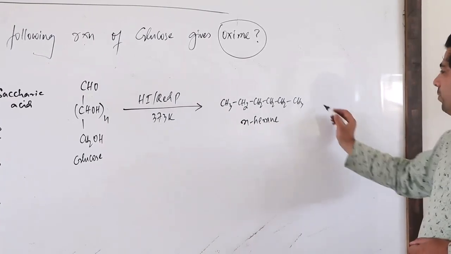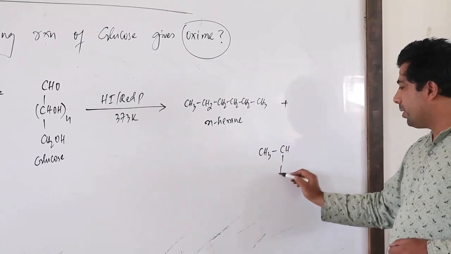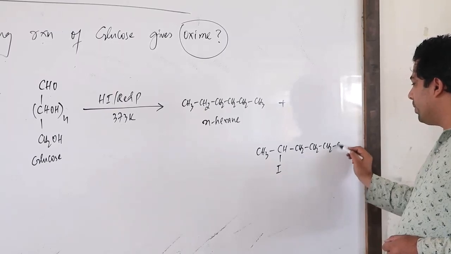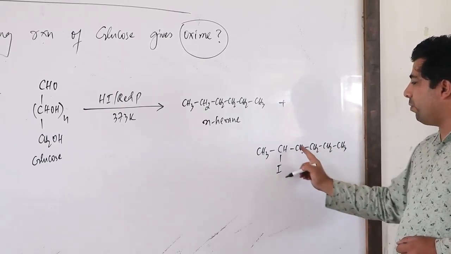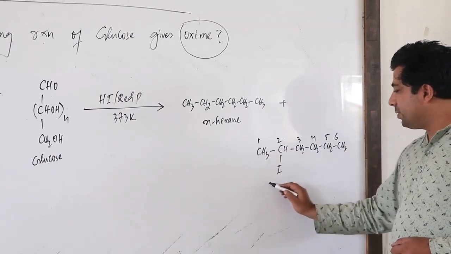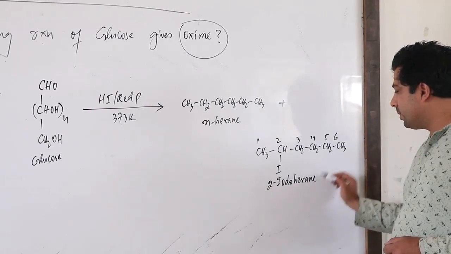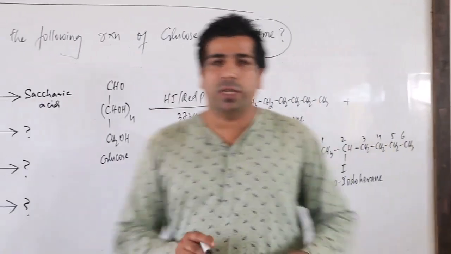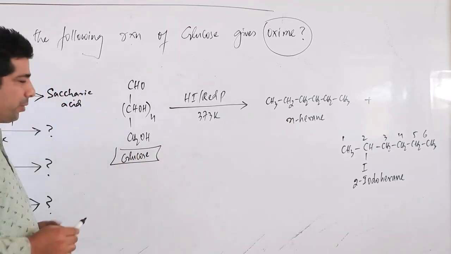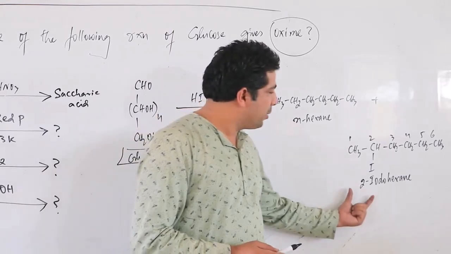And it's also converted into one more substance here, CH3, CHI, CH2, CH2, CH2 and CH3. 1, 2, 3, 4, 5, 6. This is 2-iodohexane. Now you will be thinking that you have only one glucose molecule here. This is just a glucose molecule, only one. But here you are getting two products, n-hexane and 2-iodohexane.